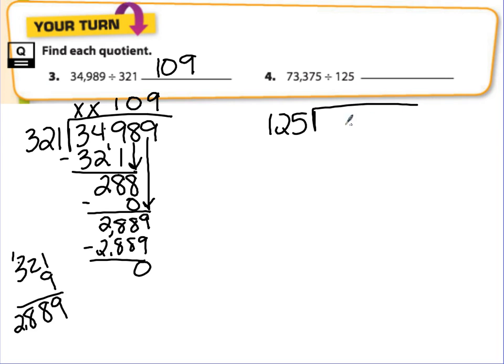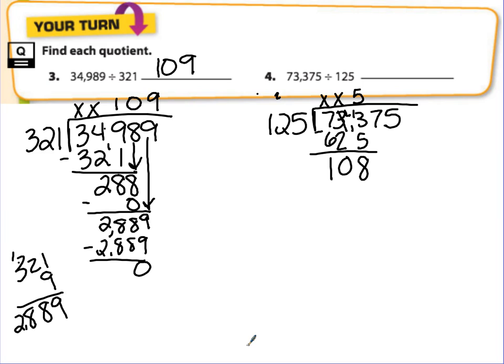125 goes on the outside. 73,375 goes on the inside. 125 can't go into 7, it can't go into 3, but it can go into 733, and it can go into it 5 times. 125 times 5, well, 5 times 5 is 25, carry the 2. 2 times 5 is 10, plus 2 is 12, carry 1. 1 times 5 is 5, plus 1 is 6. Okay, when I subtract, I can't do 3 minus 5, so I borrow from the 3. It becomes a 2. I get 13. 13 minus 5 is 8. 2 minus 2 is 0. 7 minus 6 is 1. Since this number here is smaller than 125, I know that my 5 is correct.